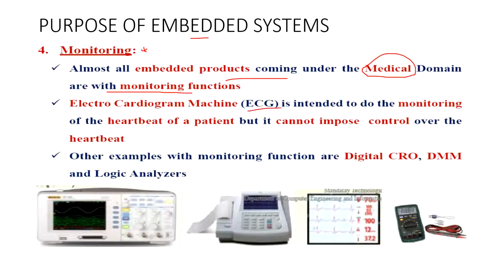For example, the ECG, which is used to test the heartbeat of a patient. These systems are considered embedded systems. But the point is, these monitoring systems cannot impose any control over the heartbeat. That means it cannot impose any control over the system. They are just considered monitoring systems. What are the other examples? The other examples are digital CRO, digital multimeter and logic analyzers. Normally in the laboratories we are using all those things. These are examples of embedded systems which are mainly used for monitoring.